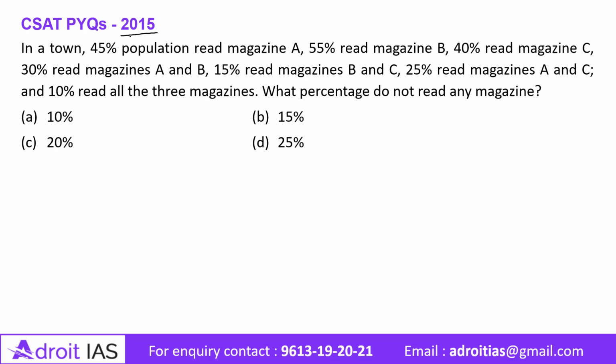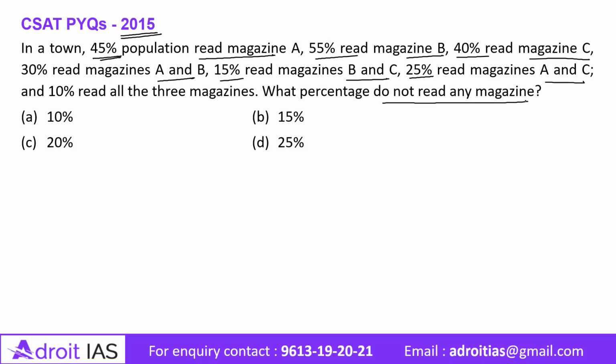Next question is from 2015. Question says, in a town, 45% population read magazine A, 55% read magazine B, 40% read magazine C, 30% read A and B, 15% read B and C, 25% C and A. If 10% read all the three magazines, what is the percentage who do not read any magazine?